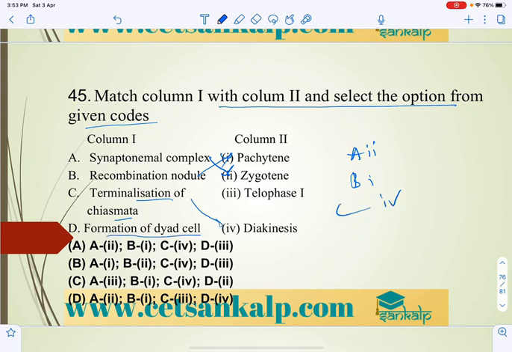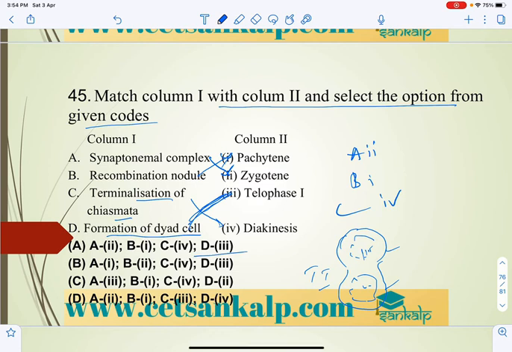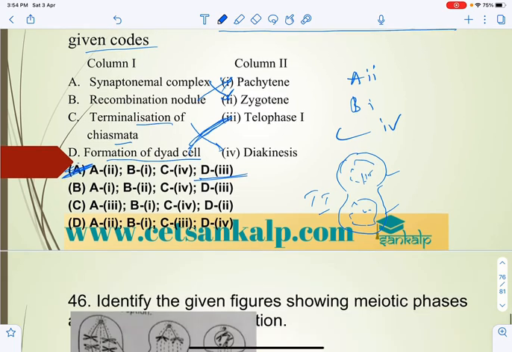C4. Formation of dyad: what is the meaning of dyad? It means two cells, formed at the end where the deconjugation takes place, that is telophase 1. The dyad cell has two daughter nuclei, so that is telophase 1. So the answer is A2, B1, C4 and D3. So A is the answer.